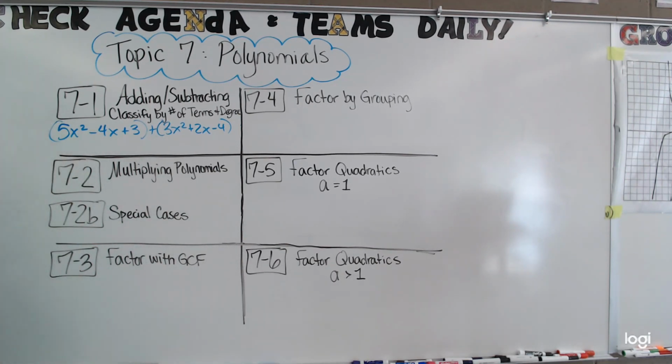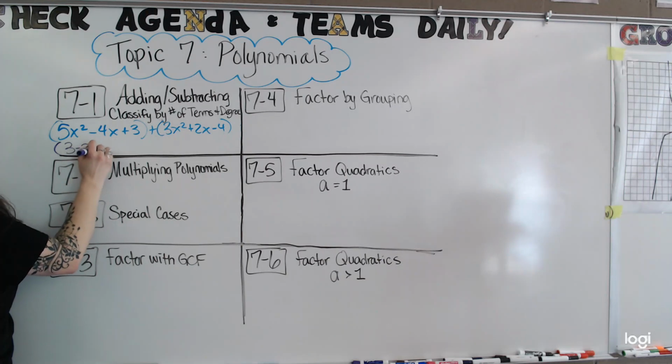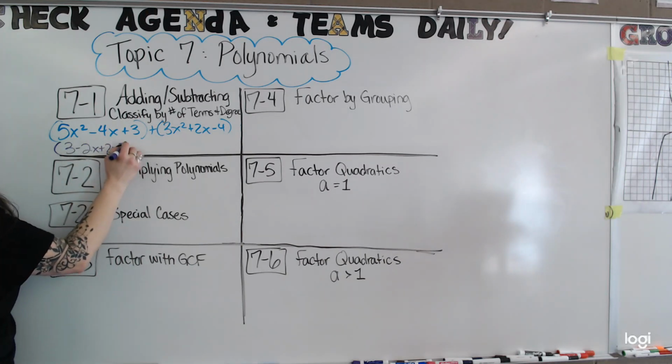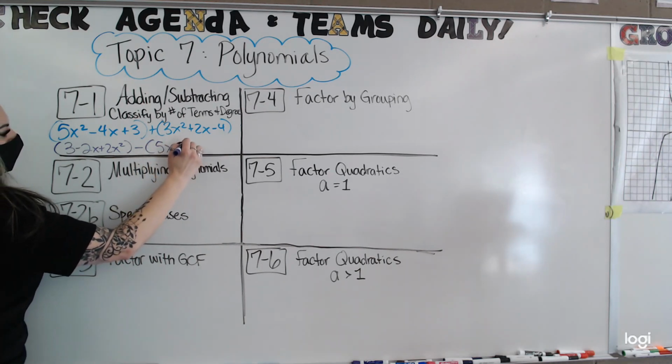So somebody else give me a subtraction problem. 3 minus 2x plus 2x squared minus 3 minus 2x plus 2x squared minus 5x minus 4x minus 3x squared.